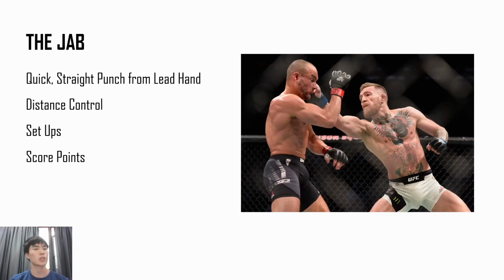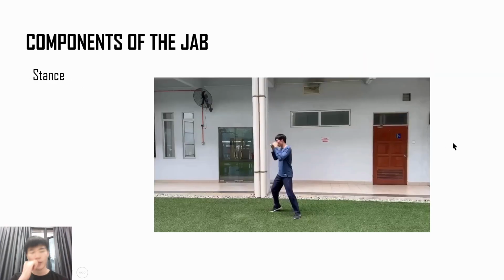So what is the jab? In boxing, Muay Thai, and striking martial arts in general, the jab is a quick straight punch from the lead hand. We usually use this to control the distance, set up other punches and combos, and to score points. For the sake of simplicity, I'm going to break the jab into three components.